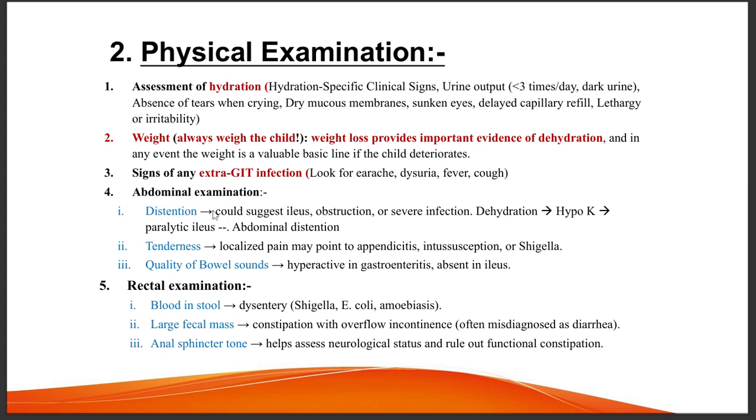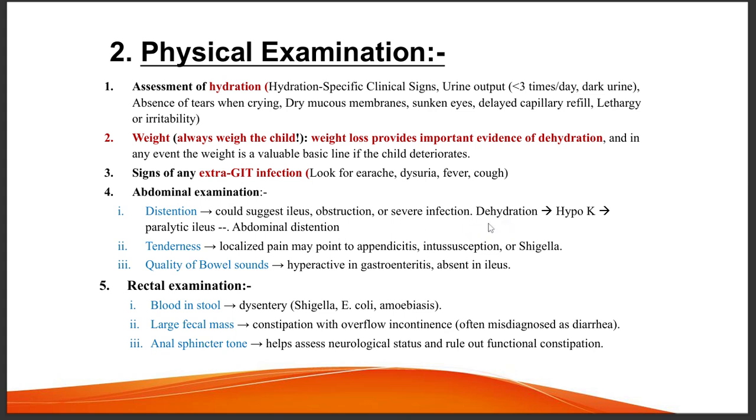You also do an abdominal exam. There can be distension when you do an abdominal exam. If there's distension, it can suggest maybe there is paralytic ileus, where the GIT has no motility, things are not being pushed forward, and that can cause this ileus. Or maybe there's an obstruction, so that's why there's a distension, so things cannot be pushed forward. Or maybe just a severe infection.